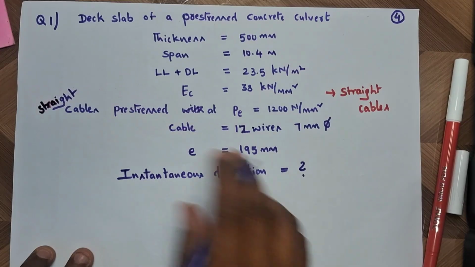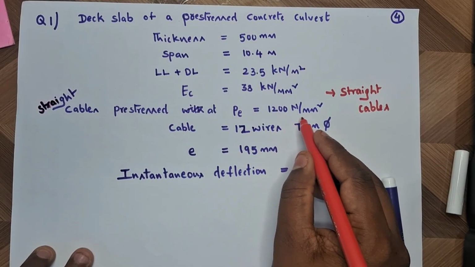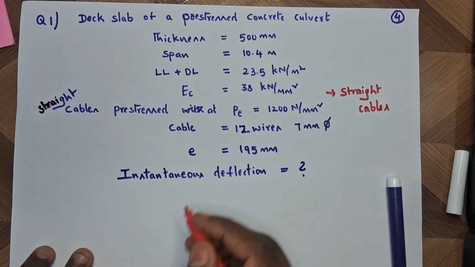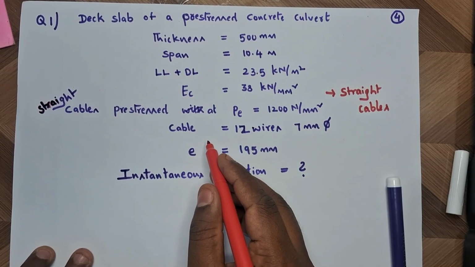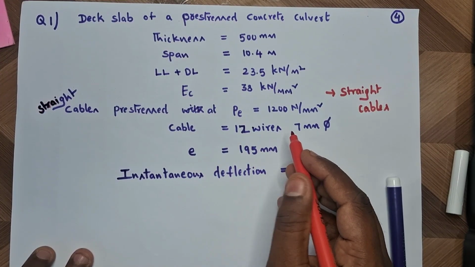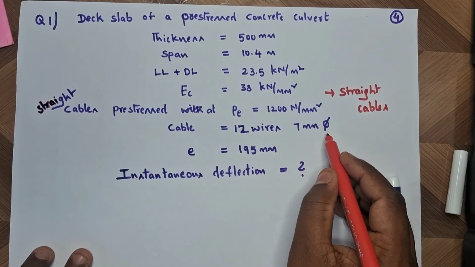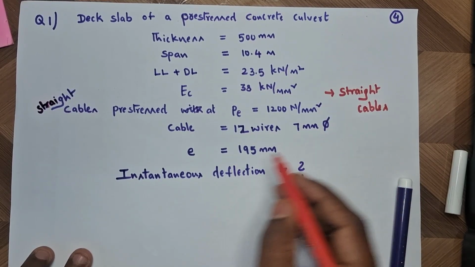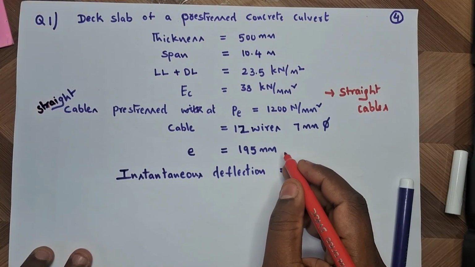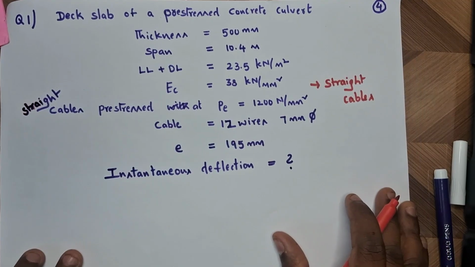Straight cables are prestressed with 1200 Newton per mm square, and the cables used are 12 high tension wires of 7 mm dia, and all these cables are at an eccentricity of 195 mm. Right? We need to determine the instantaneous deflection.